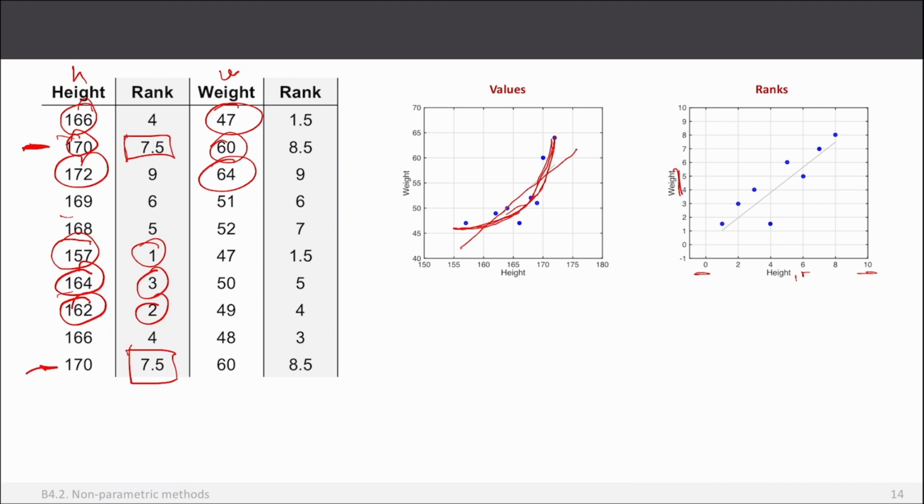So if you compute correlation for this case, the correlation will be higher than comparing to this case, just because correlation is about linear relationship, right?